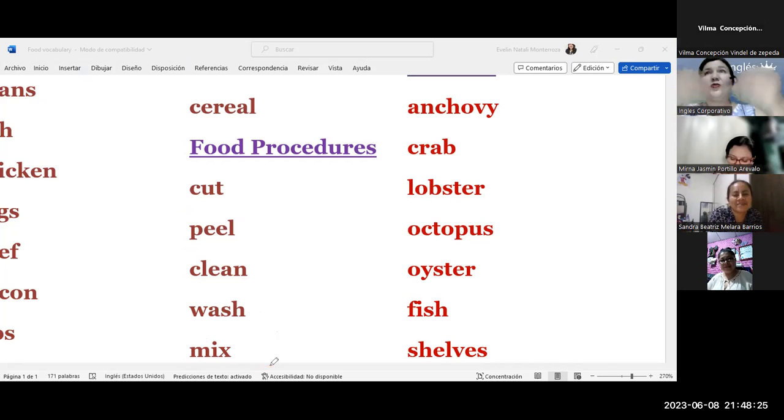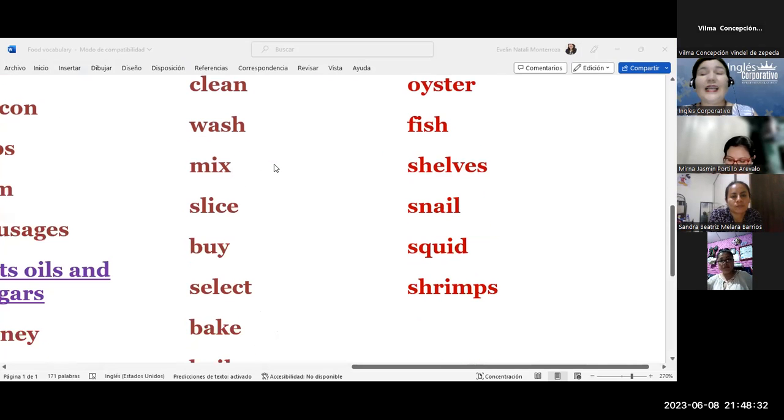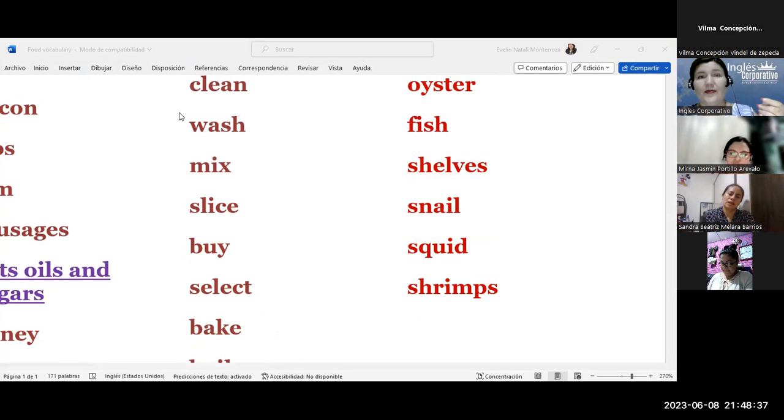The next one, mix. It's to combine, right? Mezclar, mix. The next one that we have here is slice. Slice is cortar en tiras. Buy. Oh, give me that one, please. Thank you. $1. Comprar. Right. Buy. Select is like, no, this one. No, that one. No, this one. Okay, seleccionar. That's select.